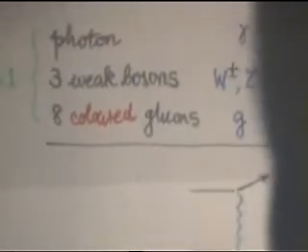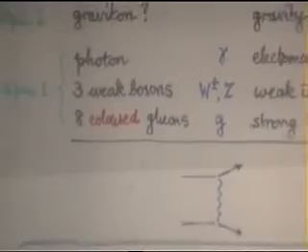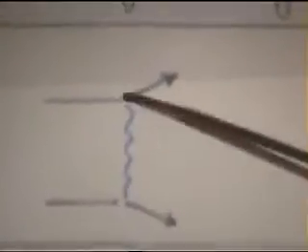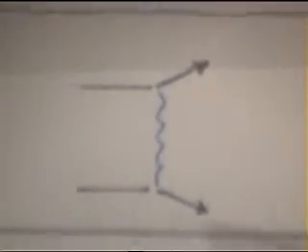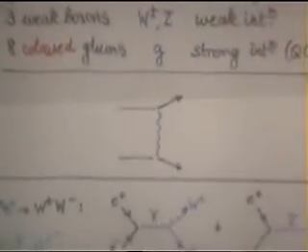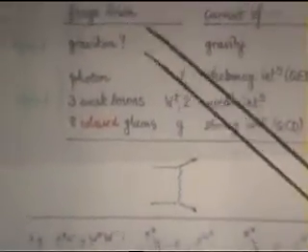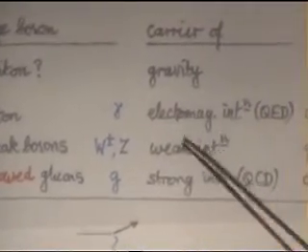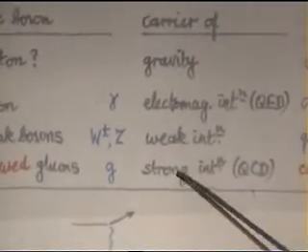Now the gauge bosons are the force carriers between those matter particles. So we can draw this Feynman diagram picture here, in which the gauge boson is transmitting the force between these 2 particles. Now there are 4 forces between the elementary particles. There's gravity, the electromagnetic interaction, the weak nuclear interaction, and the strong nuclear interaction.